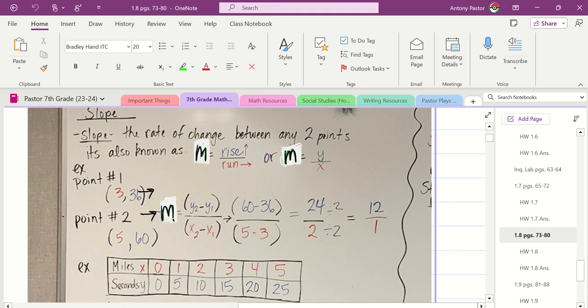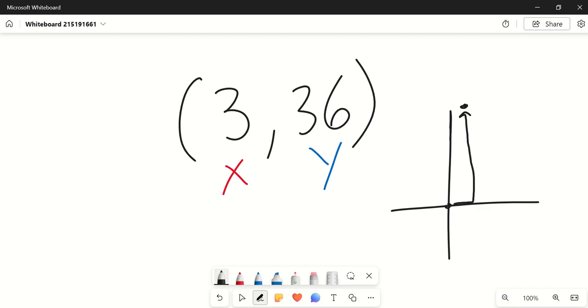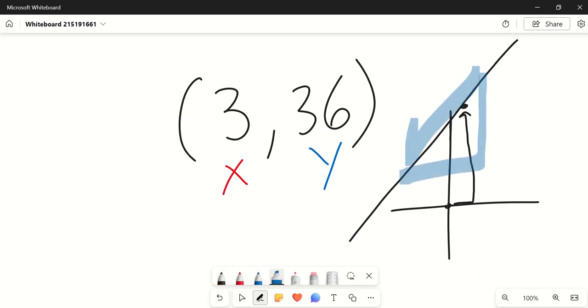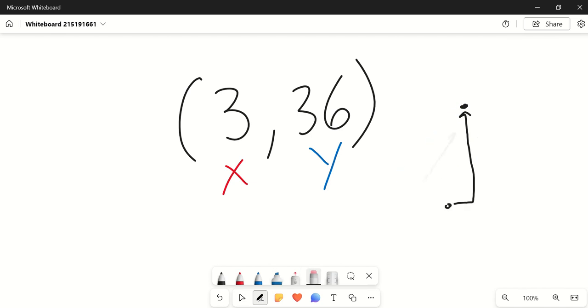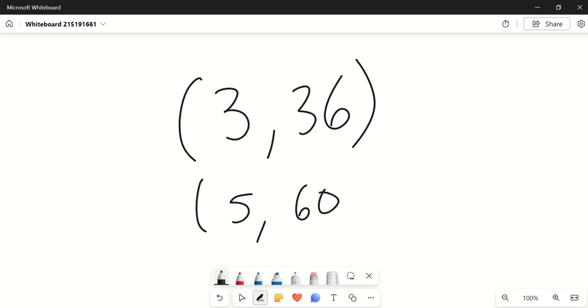Now, point number 2 is going to be very important because point 1 and point 2 will tell us where our line intersects, and this will give us our slope. Again, slope is the direction that the line moves. So our second point would be 5 and 60. So these are 2 points on the same line.